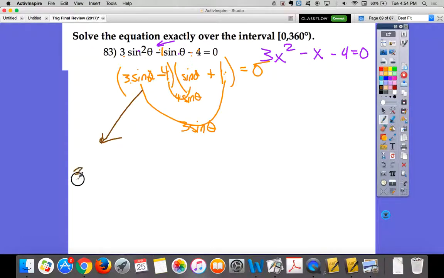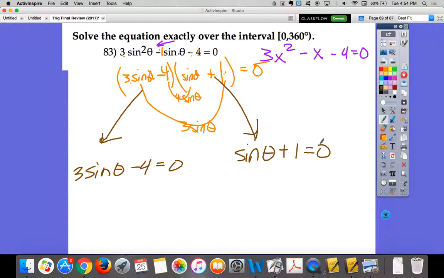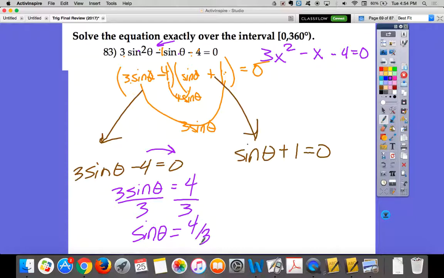We have this equation, 3 sine theta minus 4 equals 0, and then we have this one, sine theta plus 1 equals 0. All right, just solve them out. Y'all, it's the basic rules of algebra. When I graded y'all's test, it was horrific. Algebra doesn't change. Just because there's a trig function in it, the rules of algebra do not go out the window. Okay, and over here, you're just going to get sine of theta equals negative 1.